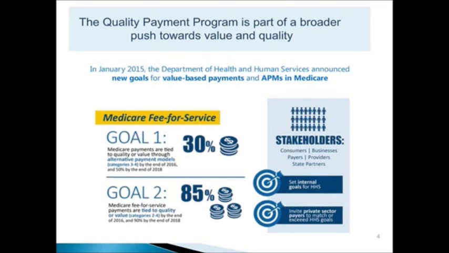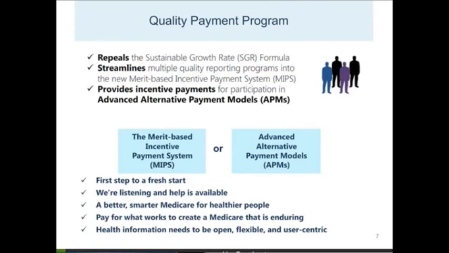Under MACRA, what was called the Quality Payment Program was begun, and this is Medicare still fee-for-service, but the payments, in addition to being fee-for-service, are tied to quality or value through alternative payment models. This starts at the end of this year, and the goal is to have 85% of these in place by the end of 2016, and then 90% by the end of 2018. And these are value-based payments, and we'll talk about what that means in a minute.